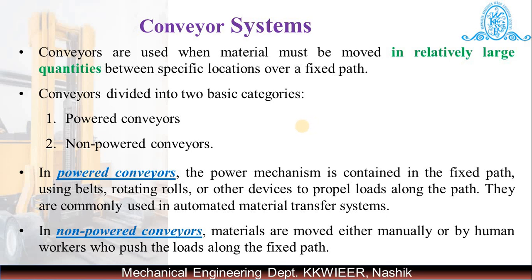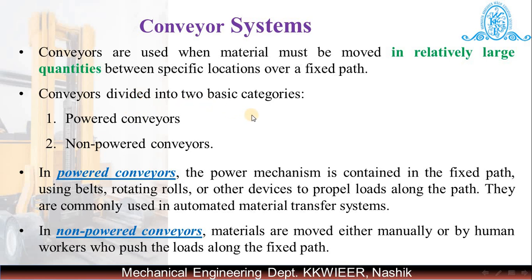Now we have different conveyor systems. So what are usually the conveyor systems? Conveyors are most probably used when material must be moved in a relatively large quantity. If production is continuous and a large quantity of products is to be transported, at that time we are going to use the conveyors. Again, specifically between two specific locations or over a fixed path.